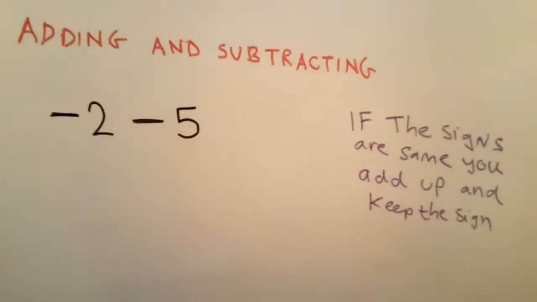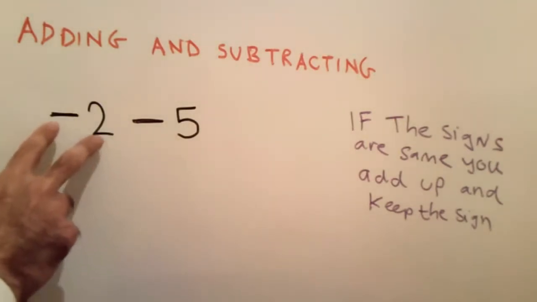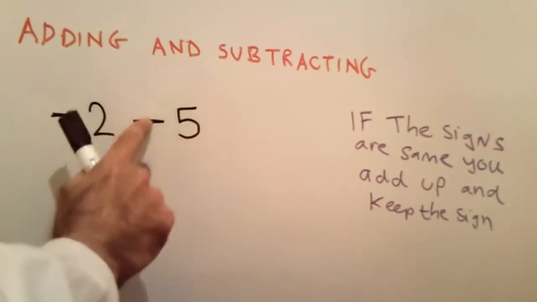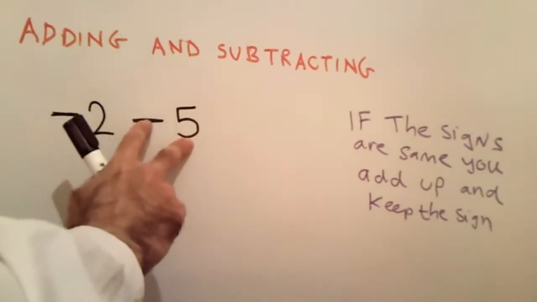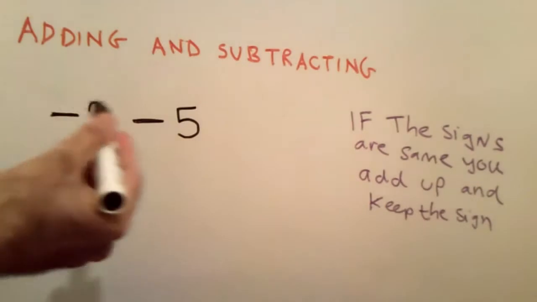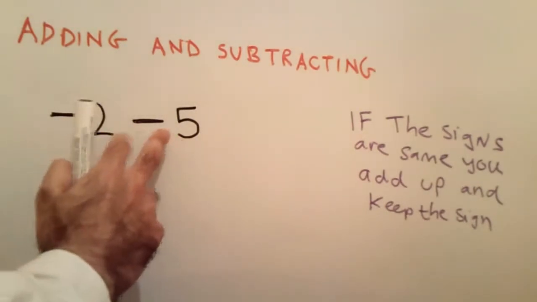Okay, now we're going to look at subtracting negative numbers. Now here, this is actually an easier example than when the signs are different. So if we have -2, and we consider this as a sign of 5, so -5, what you do is basically, it's very easy then.